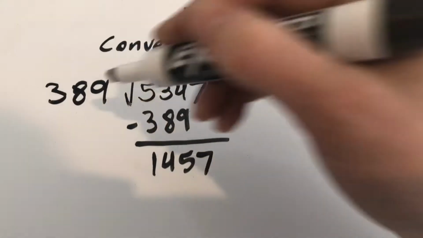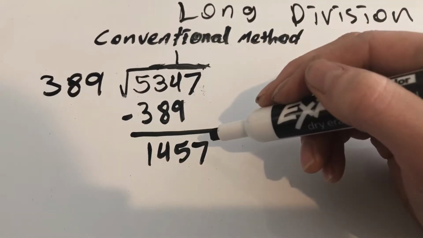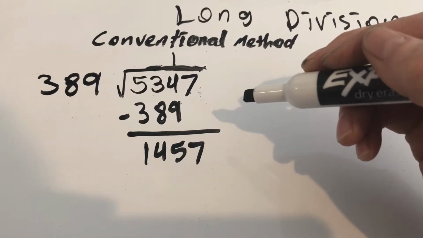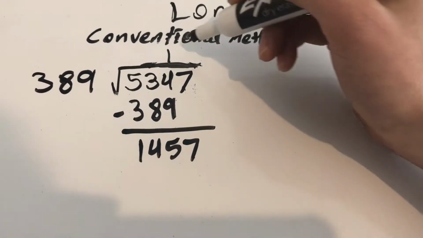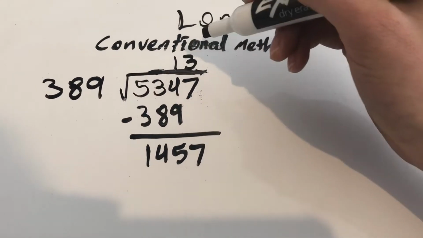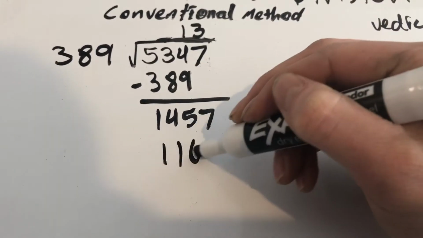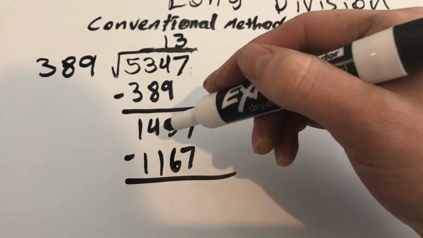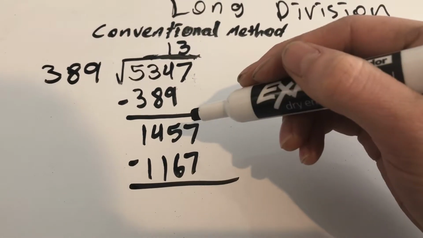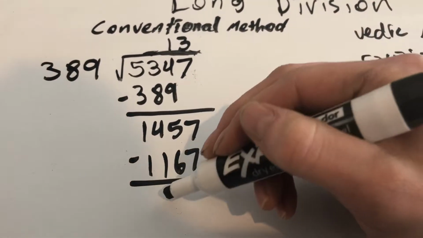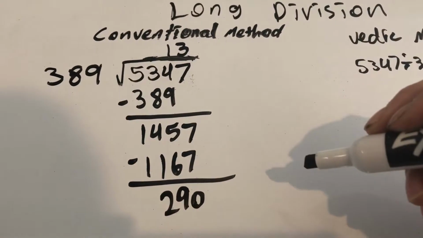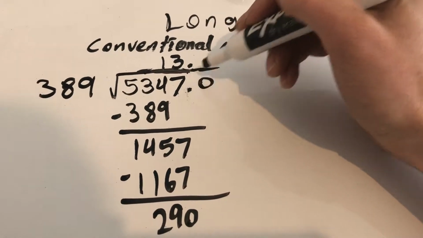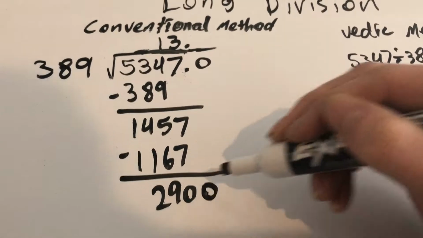Next, let's figure out how many times 389 goes into 1,457. I'm going to estimate the closest one will be 3, because 389 times 3 equals 1,167. So write 3 here, and 1,167 here. And we subtract 1,457 minus 1,167, which equals 290. We're going to put a decimal here and bring the decimal above in the same place. Write 0 across, bring that down. So now we've got 2,900.